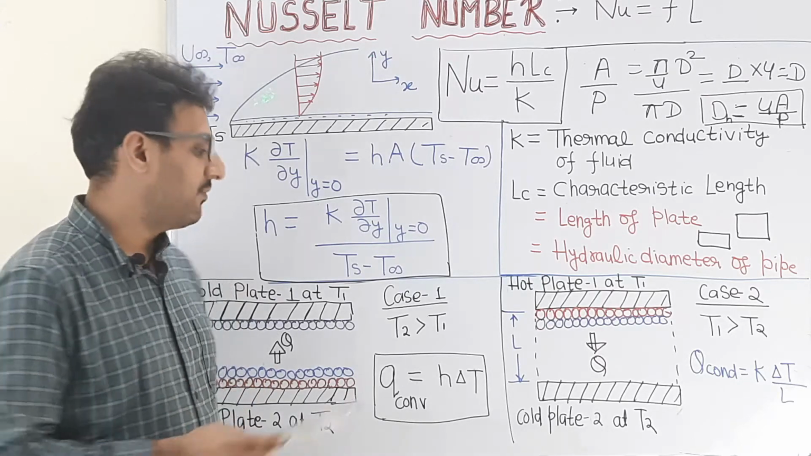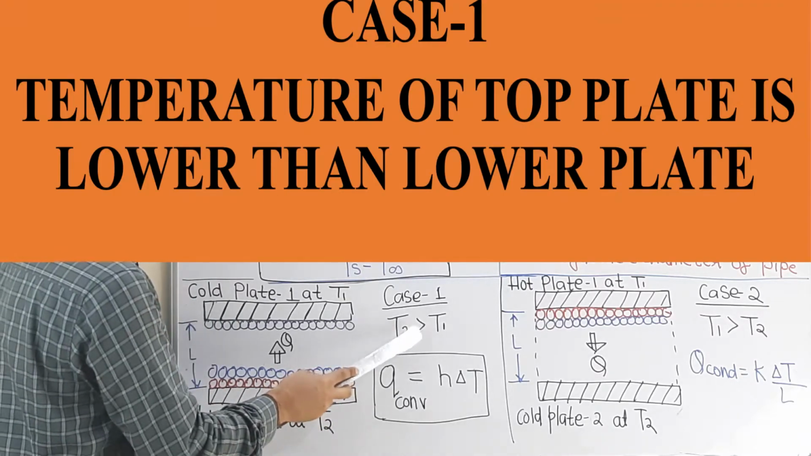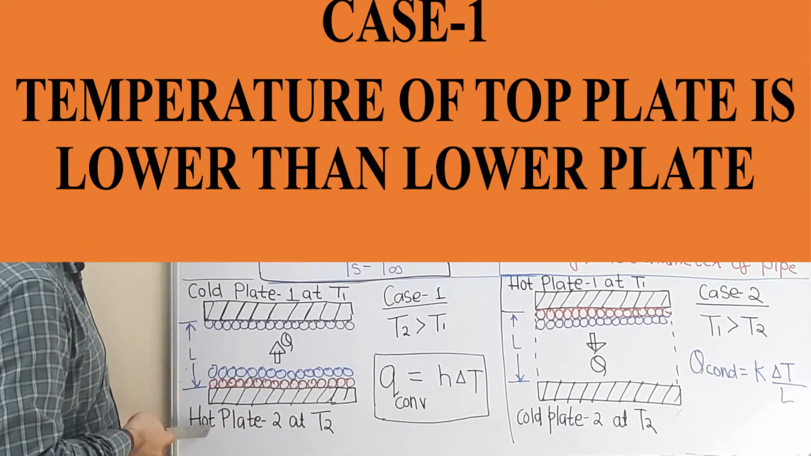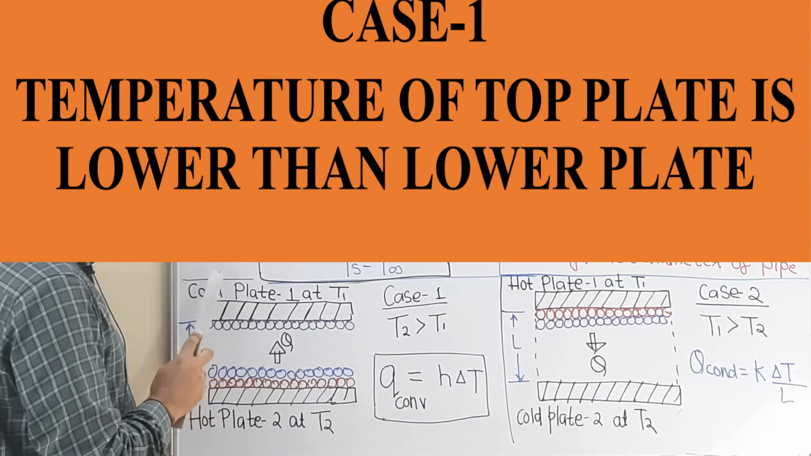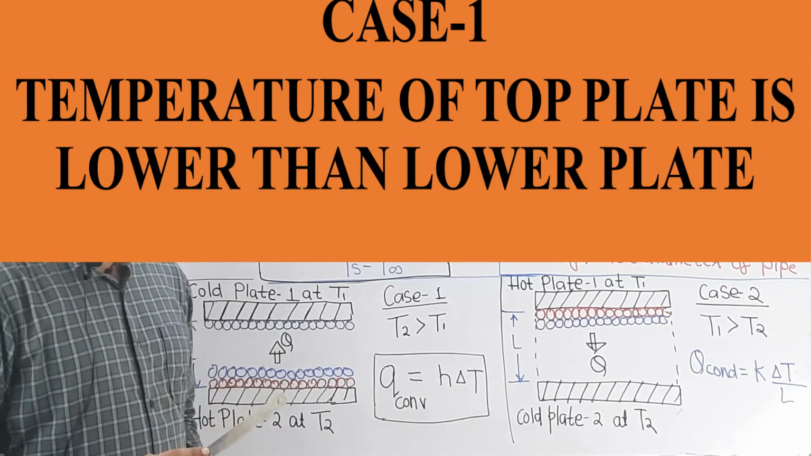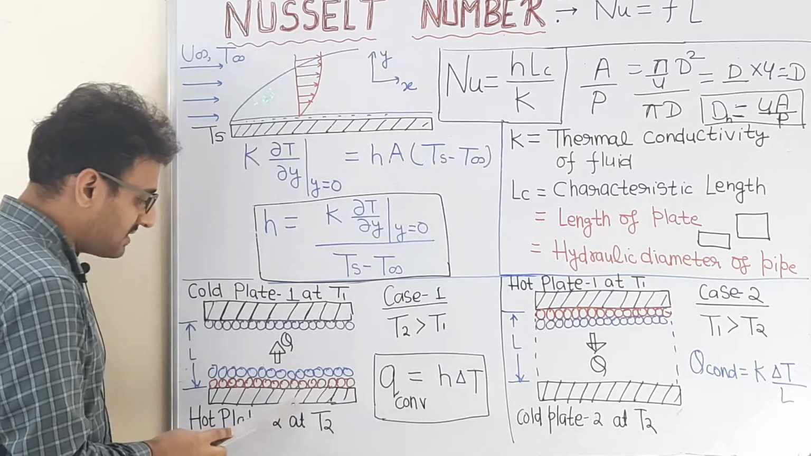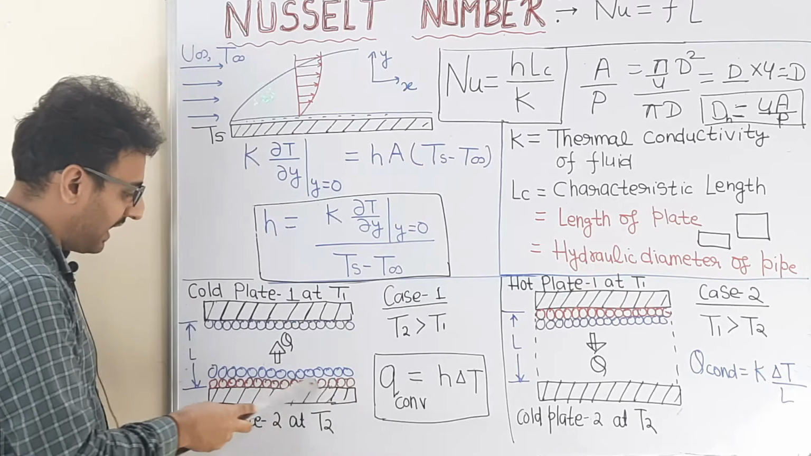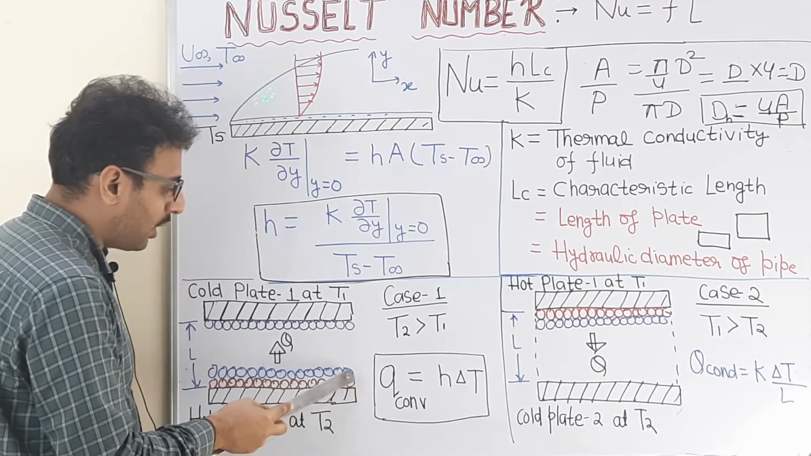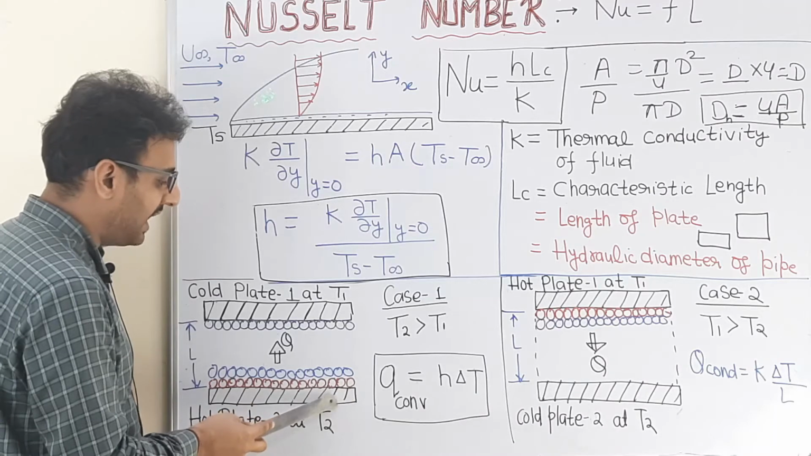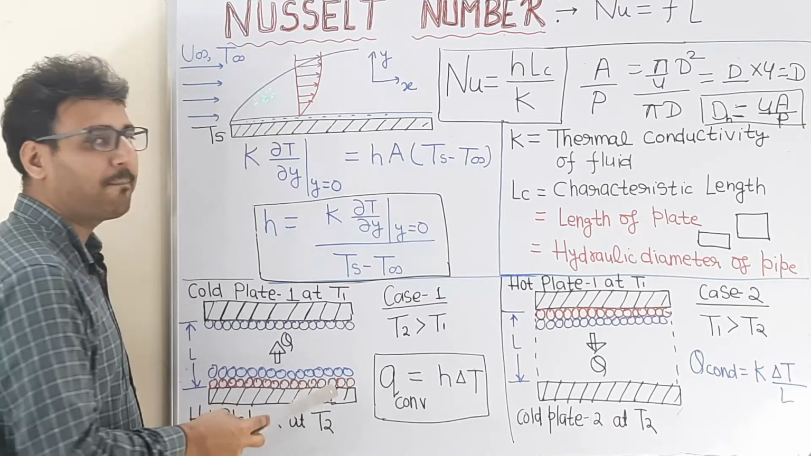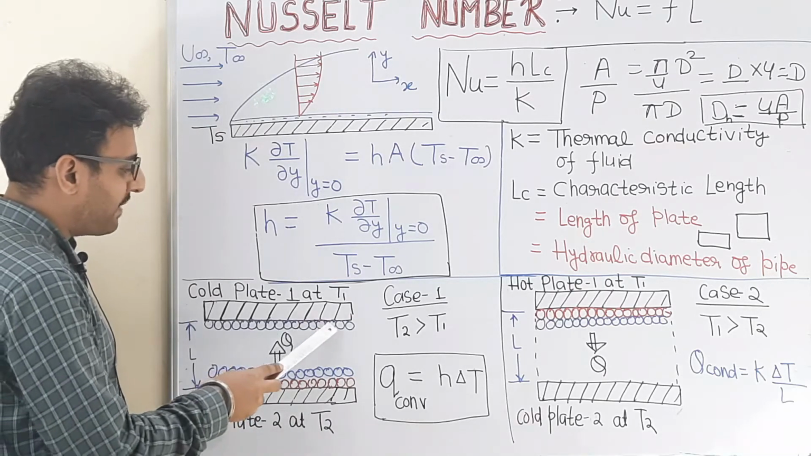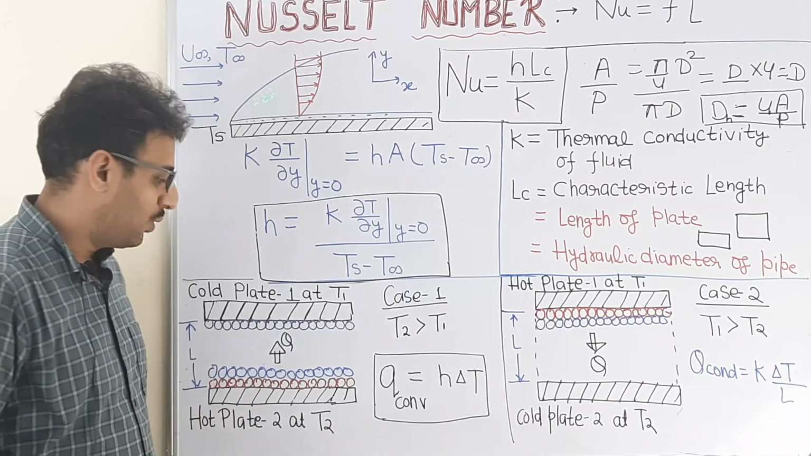Now consider case number 1, when T2 is higher than T1. It means the lower plate is hotter and the upper plate is colder. What happens in this condition? Because this is the hotter plate and this is the colder plate, whatever fluid layer comes in contact with this hot plate, heat is transferred to it and the temperature of this layer increases. Now the temperature of the other layer is still low.